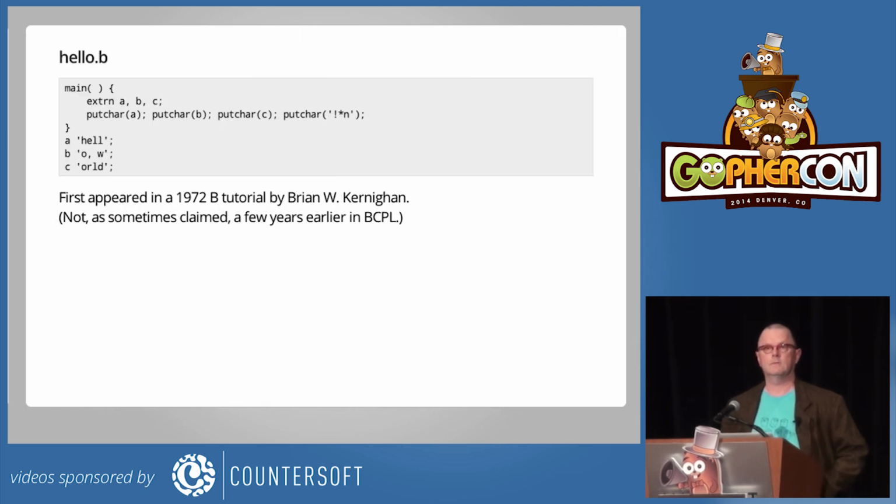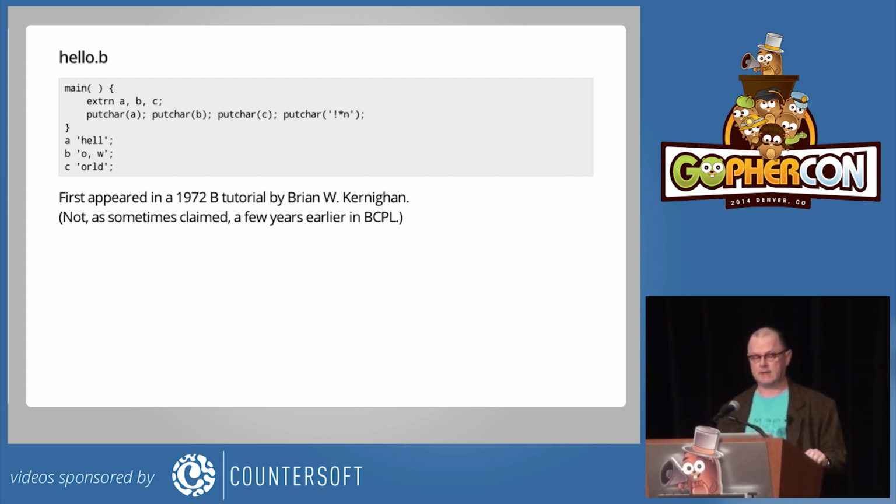Here's the original Hello World. It was written in B by Brian Kernighan in 1972. So this is the first Hello World anybody ever saw. This is what B looked like. It was kind of an interesting language compared to today. It was a typeless, word-based, interpreted language. Of course, it was the predecessor to C. You can see intimations of C in the syntax.